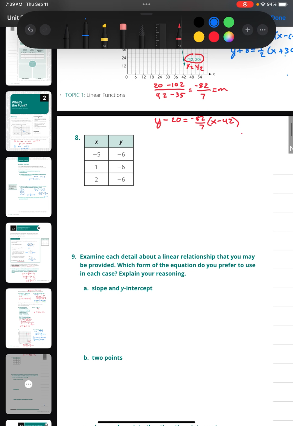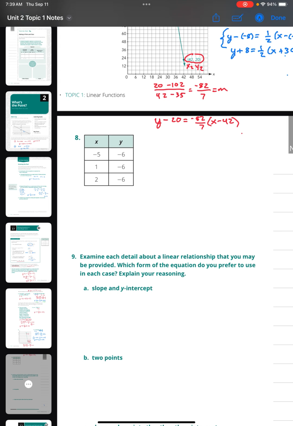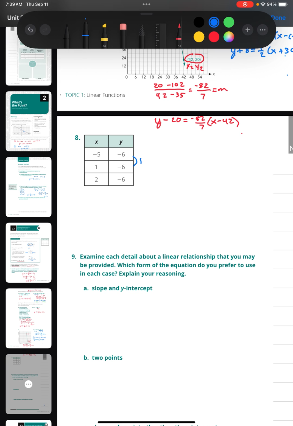All right, next one we got is a table. So first, finding slope from a table. Change in y there is 0. Change in x is 6. And 0 divided by anything, change in y divided by change in x, is 0. So we're going to pick a point. I'm going to choose this point. So I'd have y, since y is negative 6, that's going to become plus 6 in the equation, equals 0, and then x minus 1.